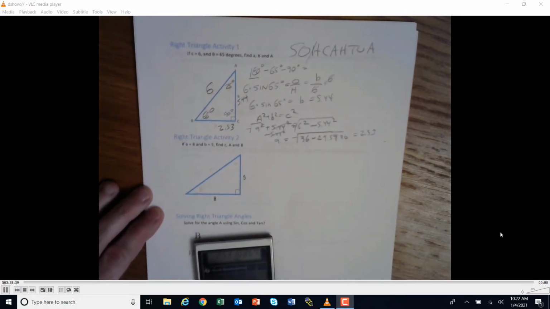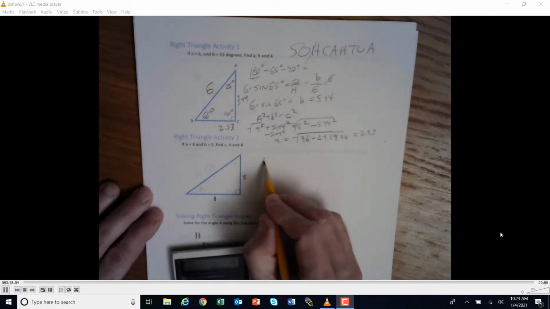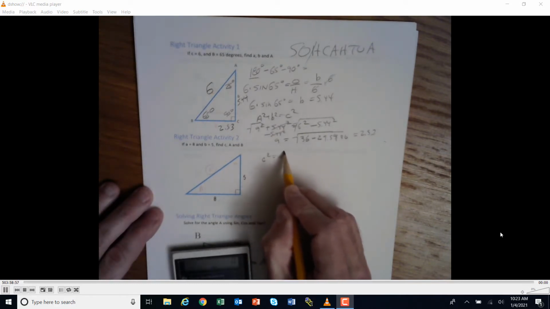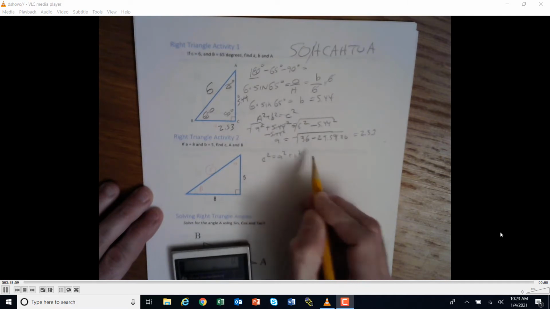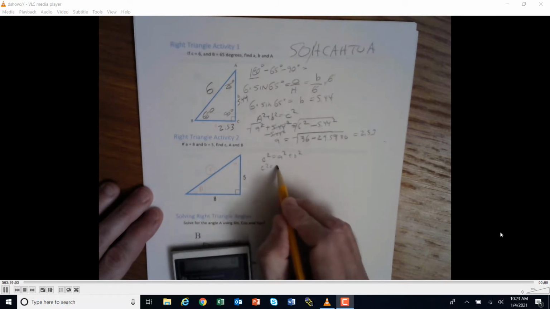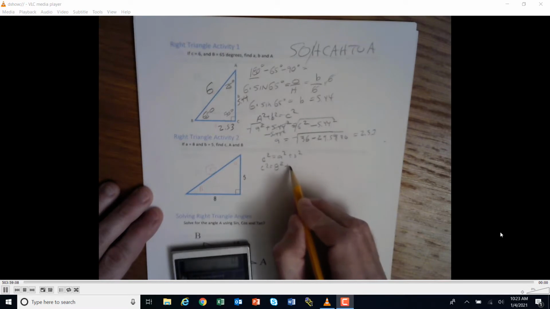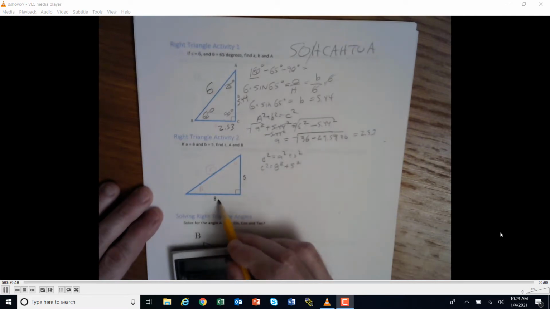Take a look at this one right here. We have a is 8, b is 5, and then we need to find the rest of these. Okay, so maybe the easiest thing to find right here would be the opposite side, small c, using Pythagoras. So once again we've got c squared is equal to a squared plus b squared. So c squared is equal to 8 squared plus 5 squared.